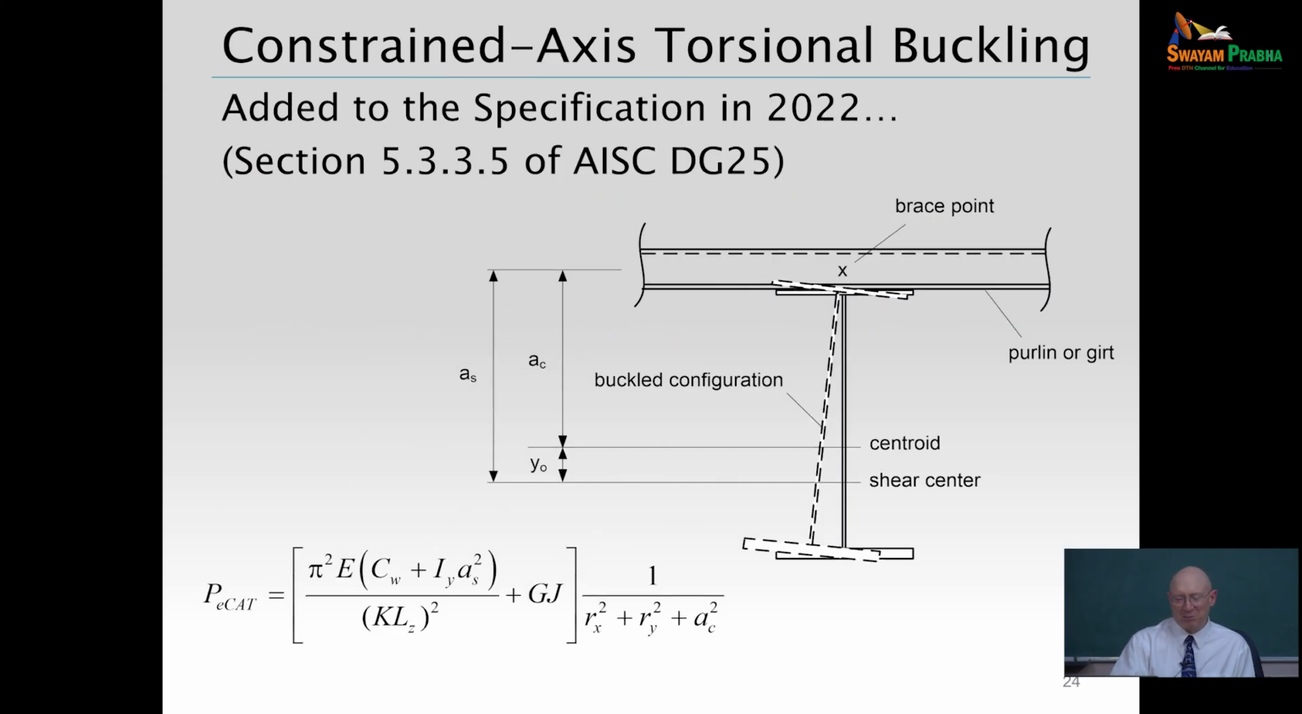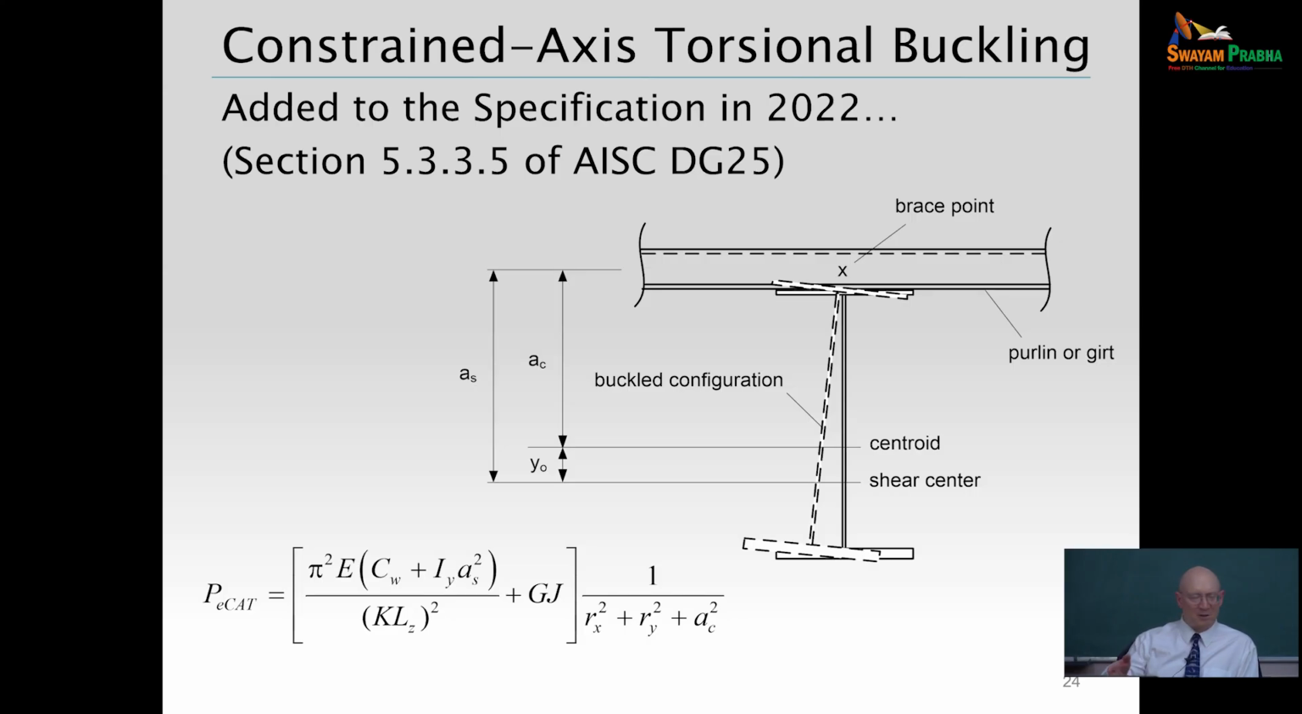Okay, here's the nice one, the constrained axis torsional buckling. Now if you dig into the PDF of the AISC 360 specification that we put on the Google Drive, there are equations in section E4 for constrained axis torsional buckling of doubly symmetric shapes.